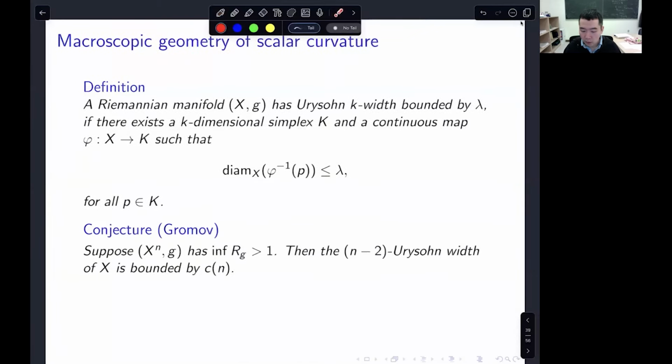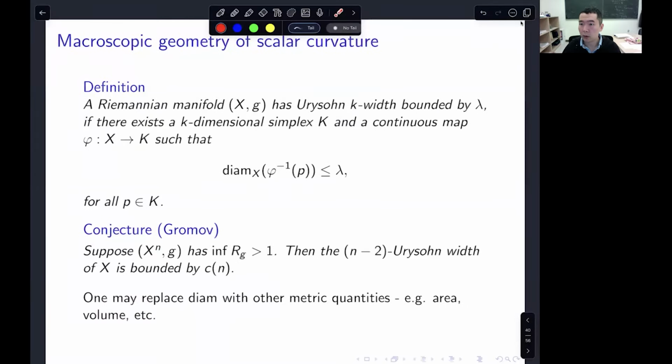All right, and the big conjecture in this direction by Gromov is that if there is a scalar curvature lower bound on a closed manifold, then the n-2 dimensional Urysohn width is bounded by some dimensional constant. Well, actually, in this conjecture, we do not even need to assume X is compact or closed. So it also makes sense for manifolds with boundary and also for complete manifolds.